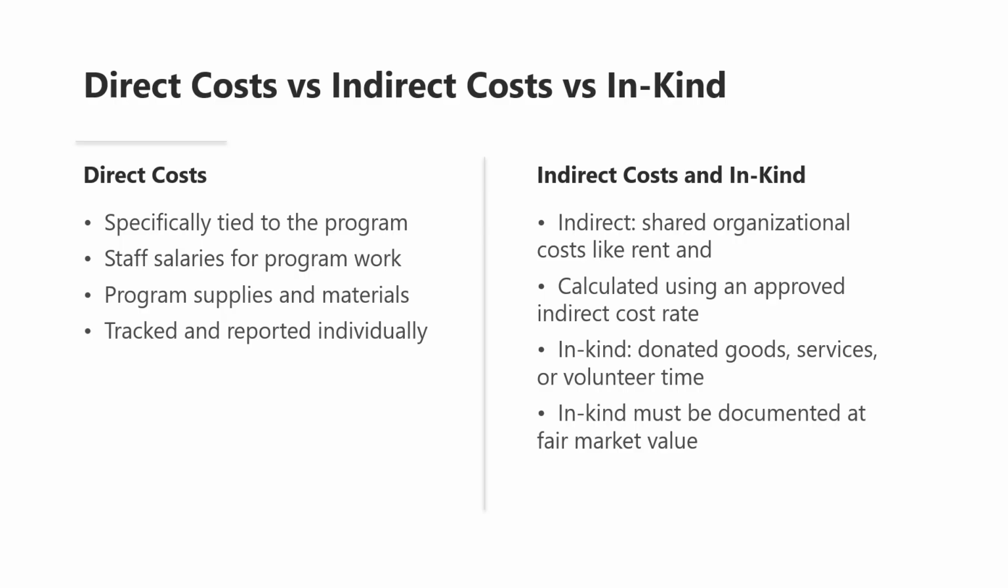Indirect costs are shared organizational expenses that support multiple programs, such as building rent, utilities, and accounting services. They are calculated using a negotiated indirect cost rate expressed as a percentage of direct costs. For example, a 15% rate applied to $100,000 in direct costs adds $15,000 in indirect costs. Federal grants often cap the allowable indirect rate, so always check the funder guidelines.